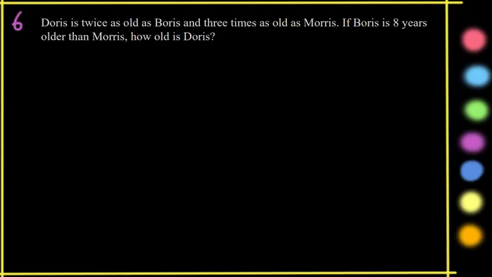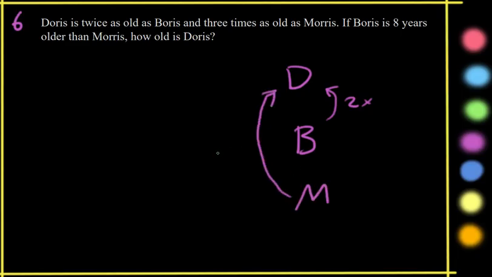Okay, moving right along. Doris is twice as old as Boris. Okay, so Doris is twice as old as Boris. This is 2x. And Doris is twice as old as Boris and 3 times as old as Morris. Okay, so this is a 3 times up here. All right, and they say if Boris is 8 years older than Morris, how old is Doris?